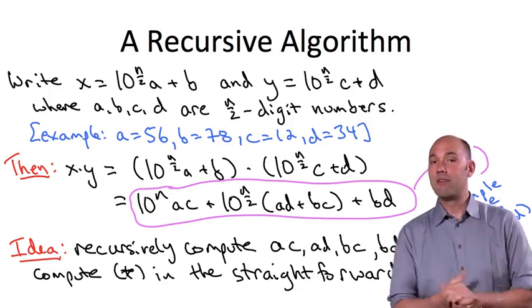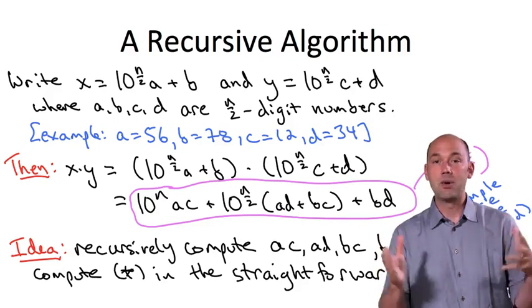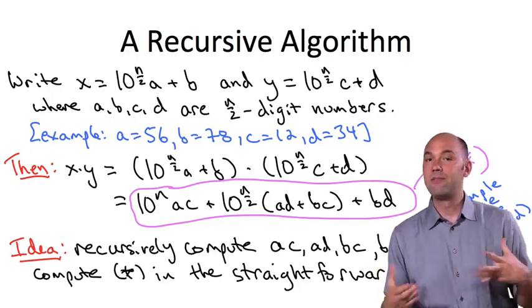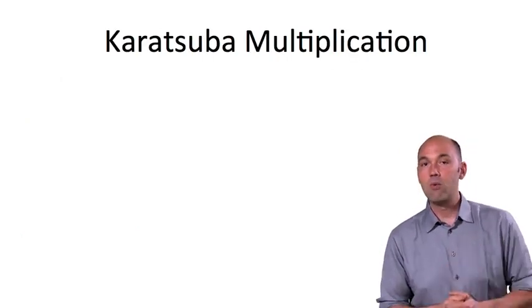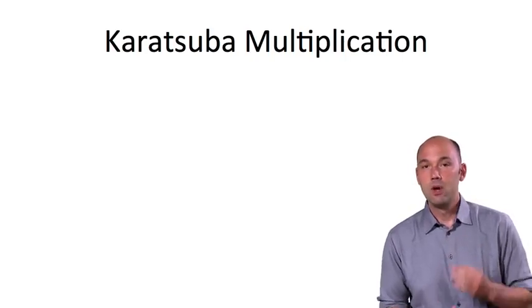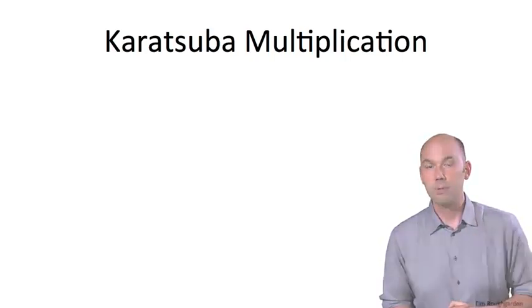Now, what you shouldn't have any intuition about is whether or not this is a good idea or a completely crackpot idea. Is this algorithm faster or slower than the grade school algorithm? You'll just have to wait to find out the answer to that question. Let's now refine this recursive algorithm, resulting in the full-blown Karatsuba multiplication algorithm.